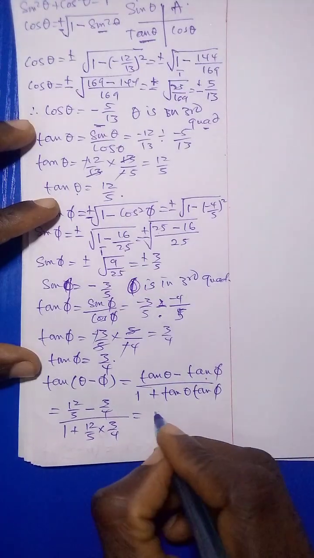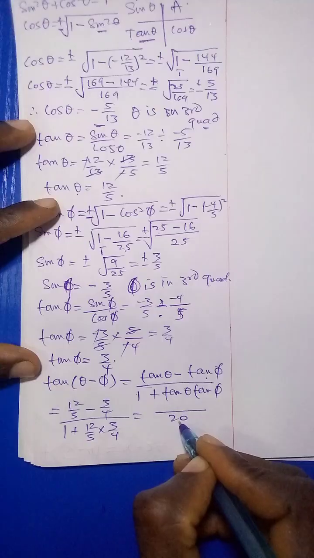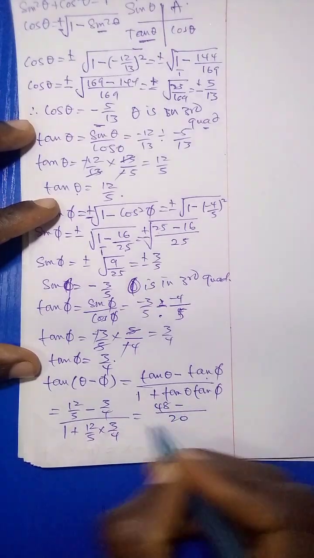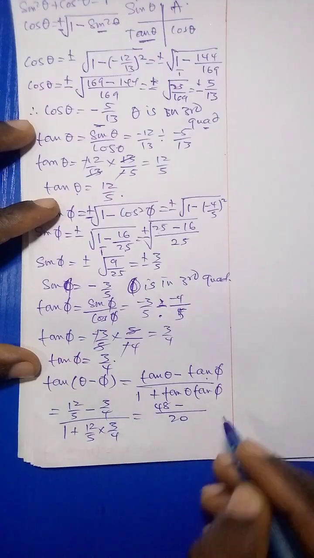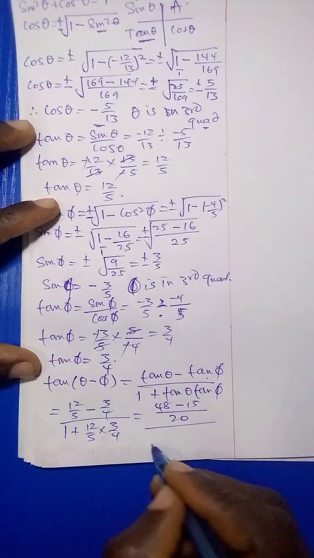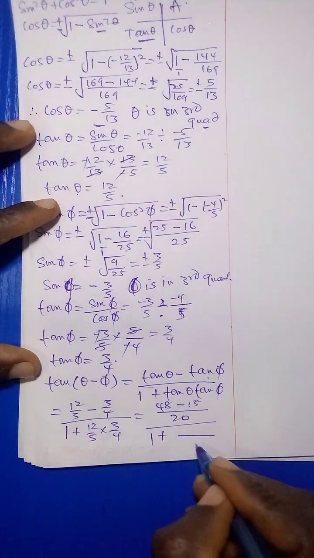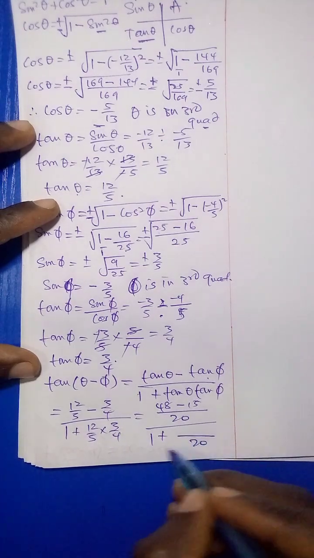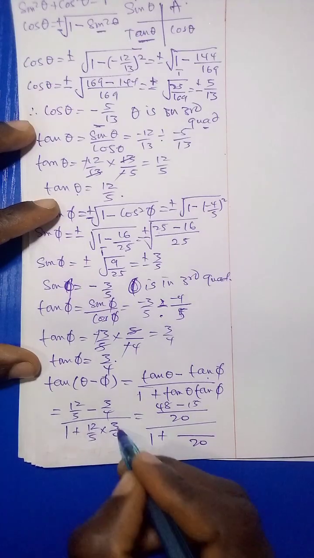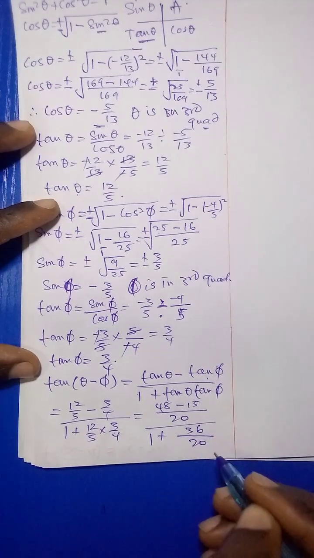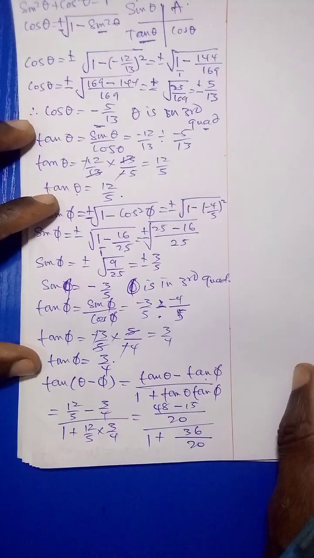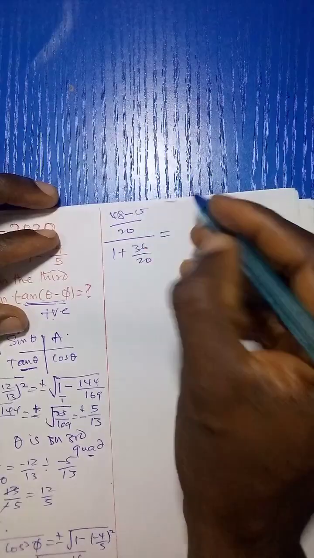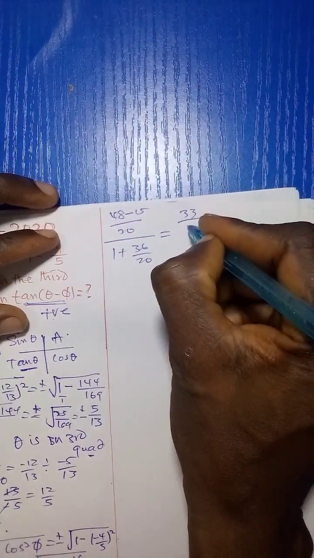Now it is equal to, the LCM is 20. 20 divided by 5 is 4 times 12 is 48, minus 20 divided by 4 is 5, 5 times 3 is 15, all over 1 plus, the LCM, 5 times 4 is 20, and 20 is the denominator here. 12 times 3 is 36. Let me now go up and finish up. Now 48 minus 15 will give us 33, all over 20 here.